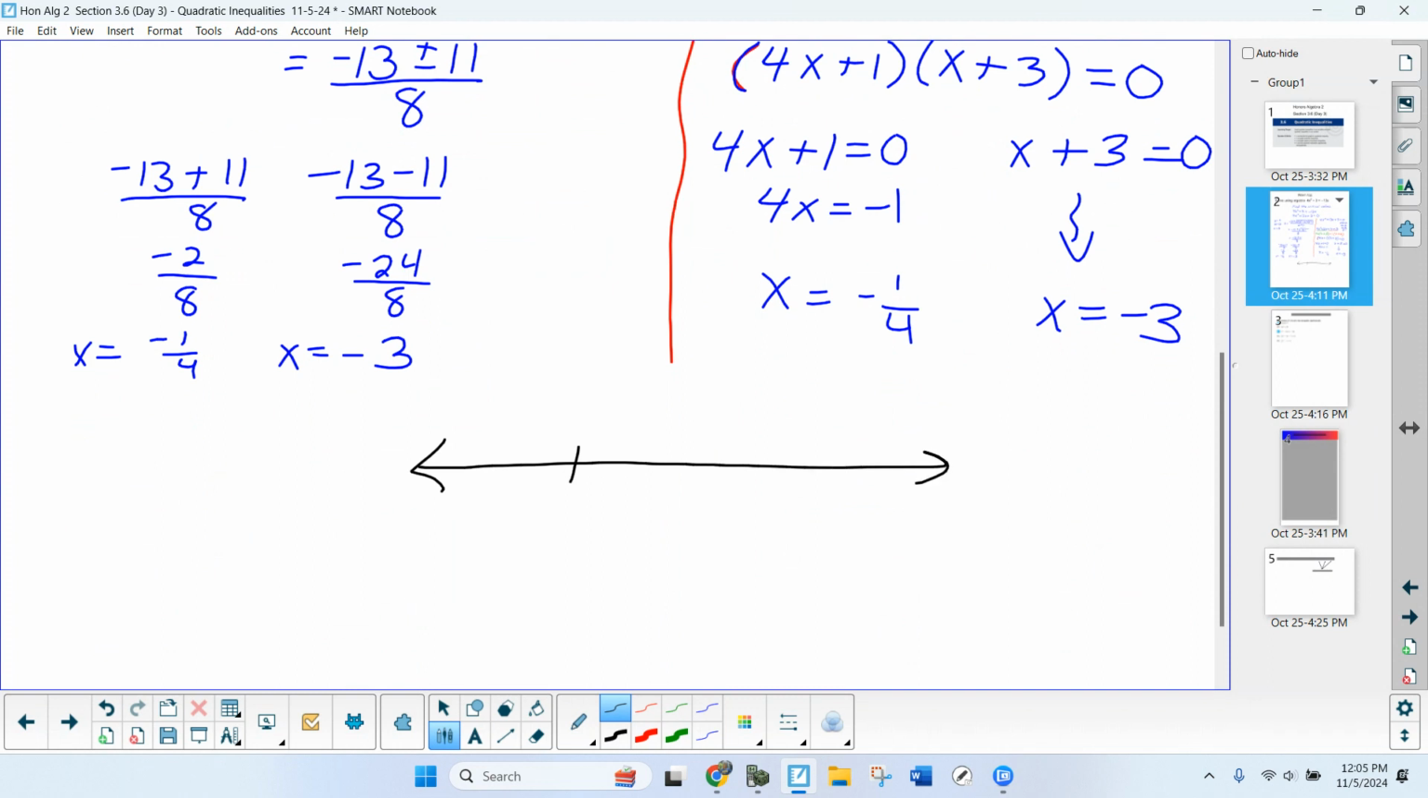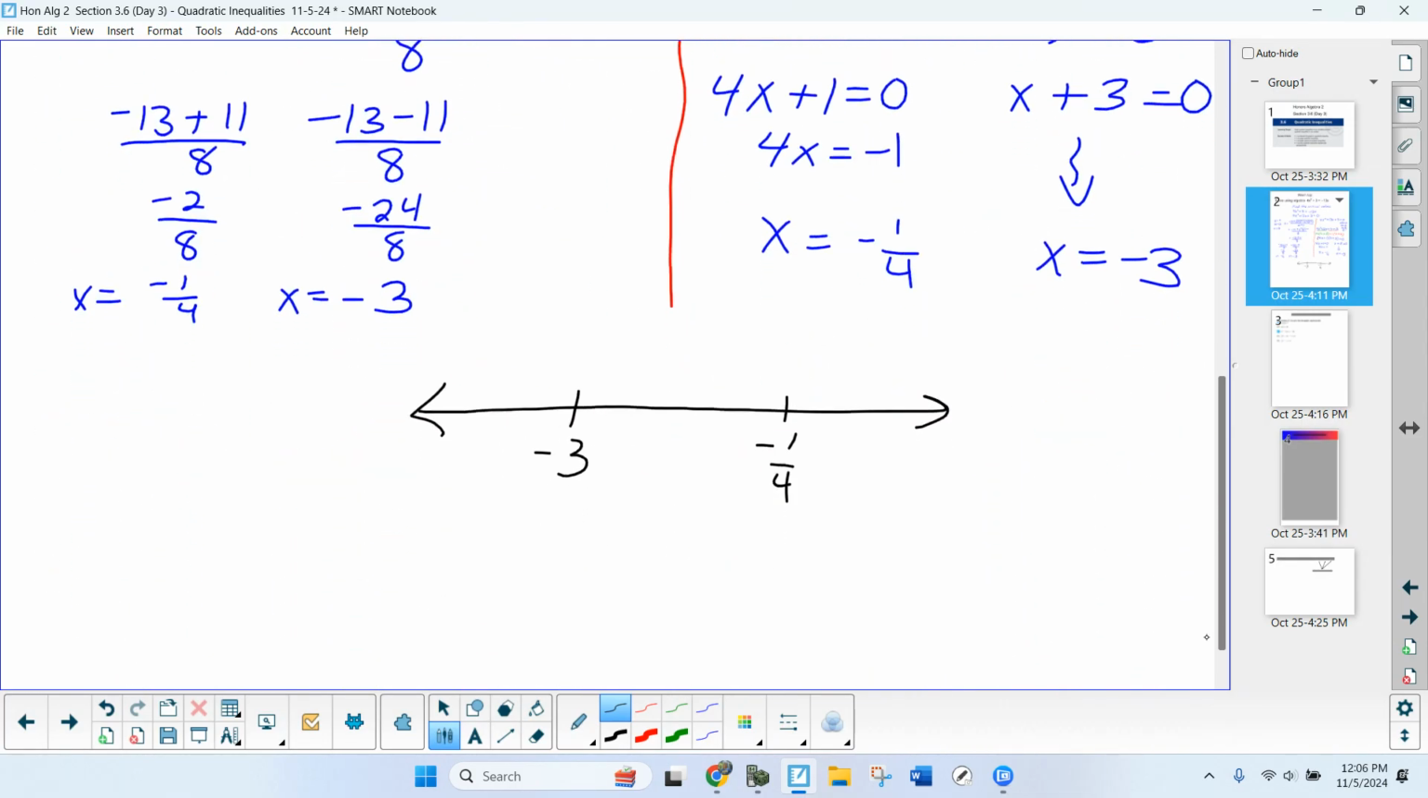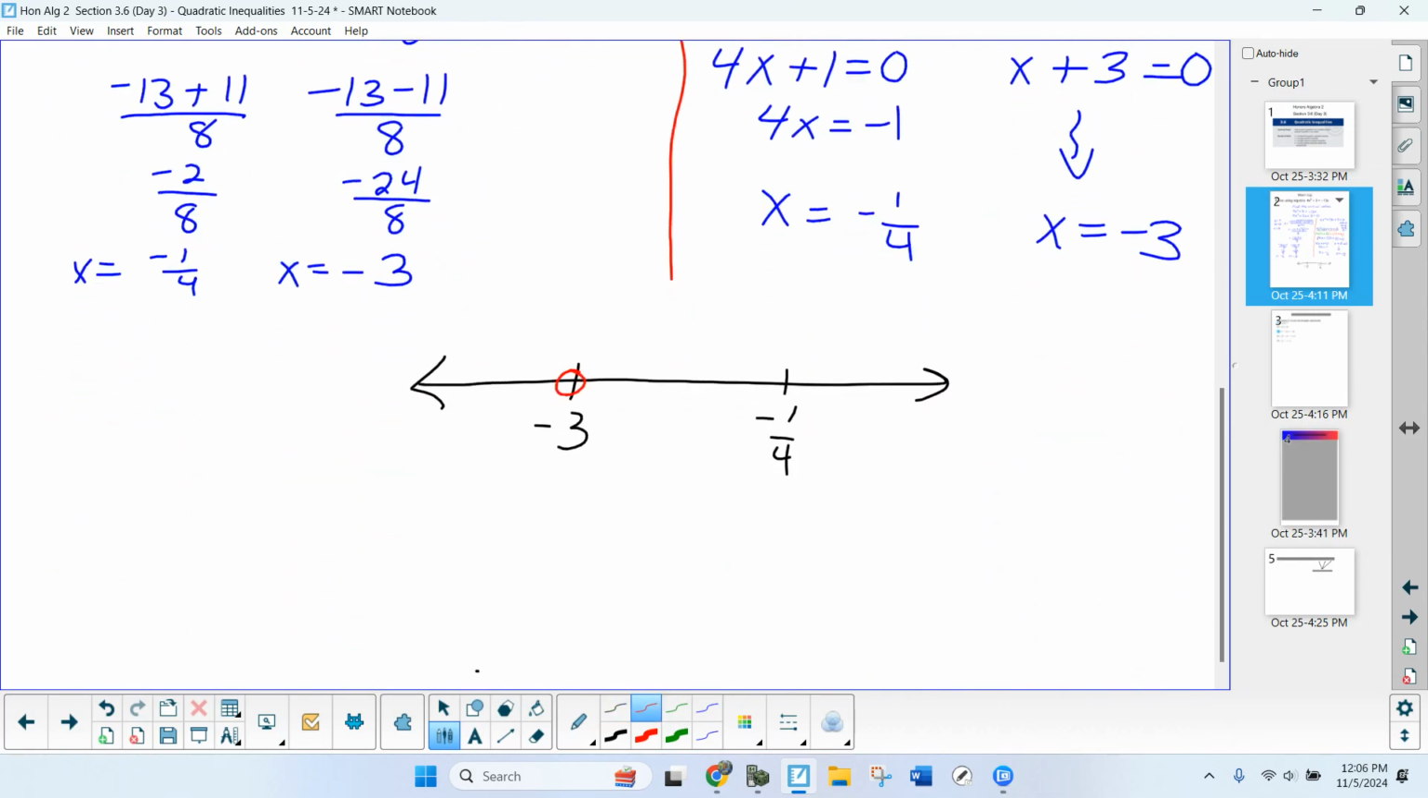So I'm going to come here. Negative 3 is smaller, so it goes to the left of negative 1/4. How do I know if I put an open or a closed circle? The original inequality. Since it was just greater than, I'm going to use open circles on those.